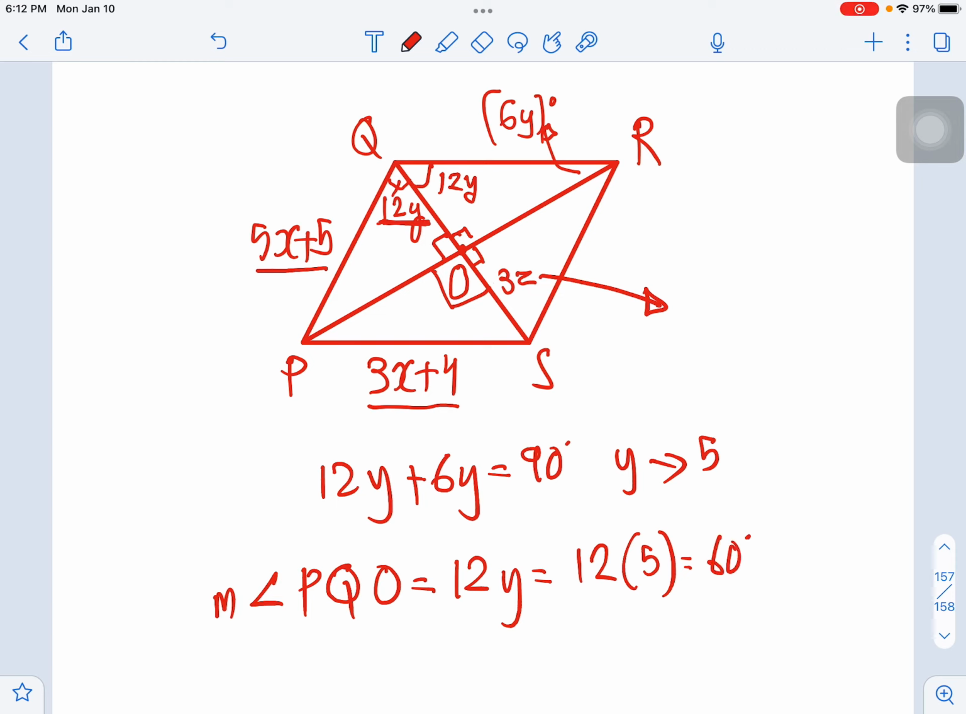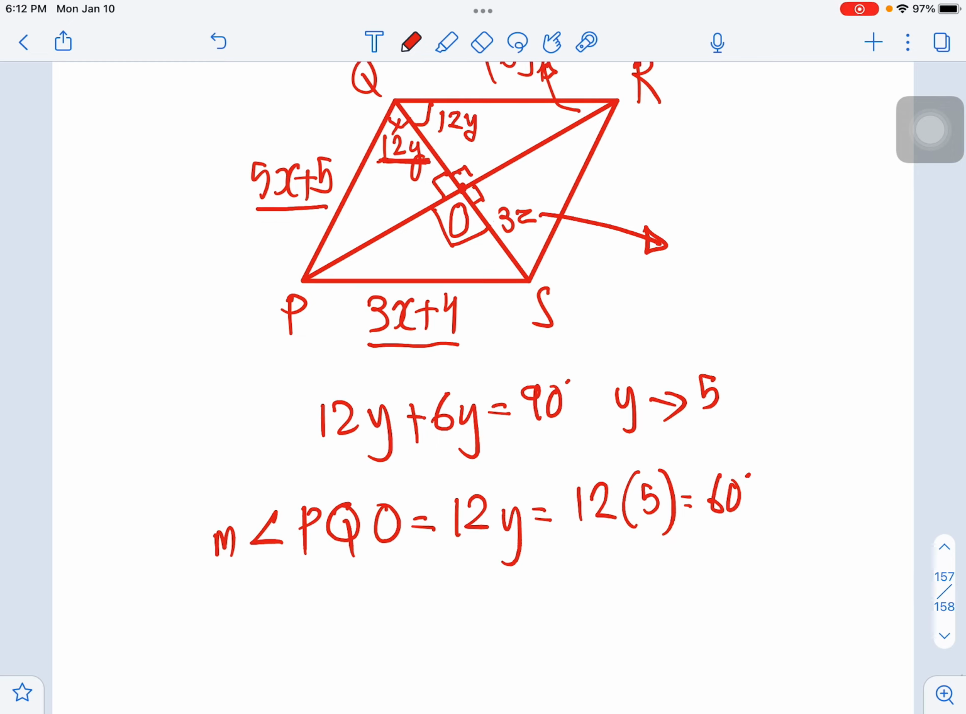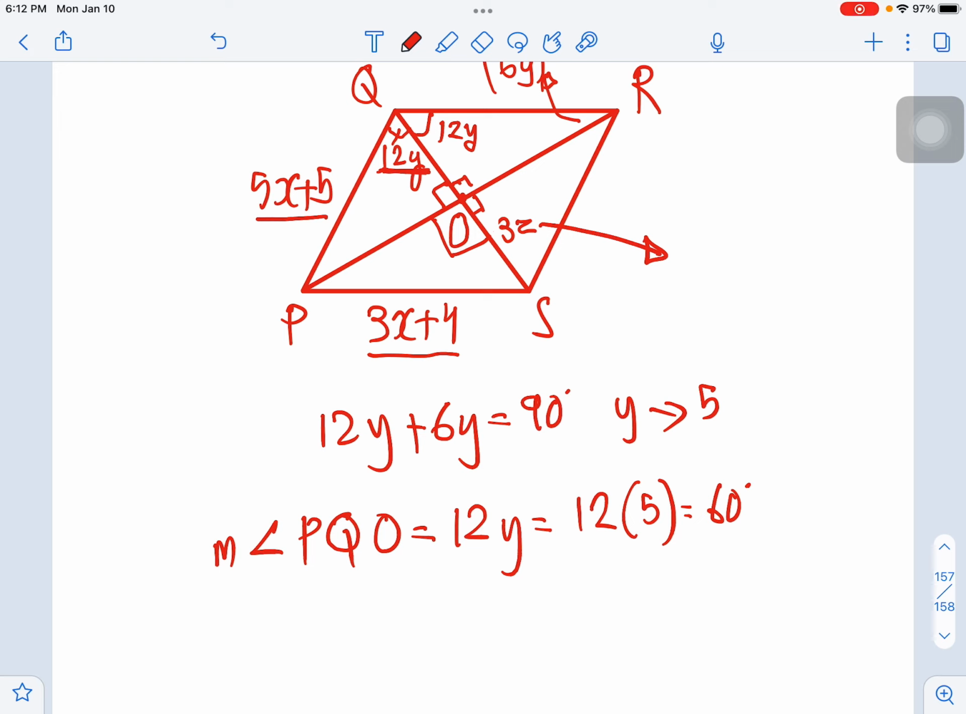Right? So what is the nature of triangle POQ? Triangle POQ turns out to be a 30, 60, 90 triangle. This becomes 30 degrees. Why? Because this angle 12y degrees turned out to be 60 degrees, right? So it's a 30, 60, 90 triangle.